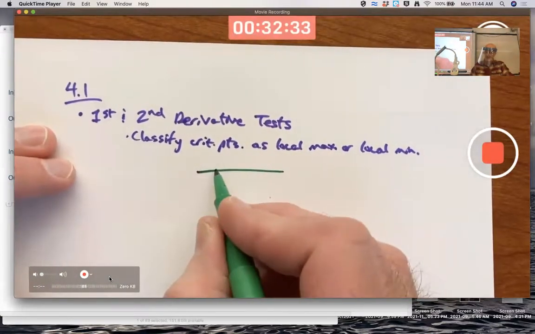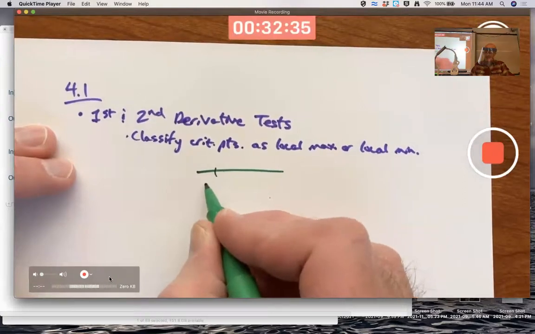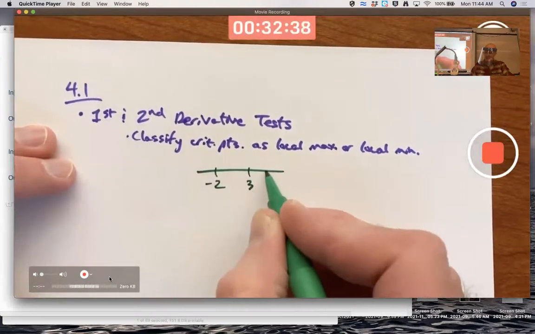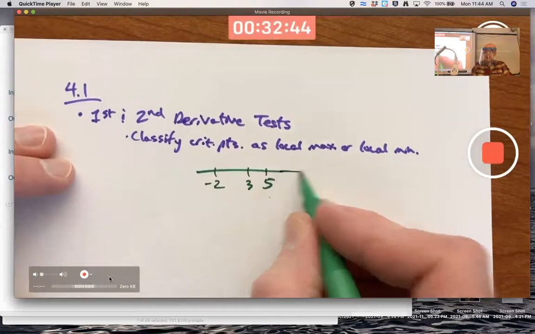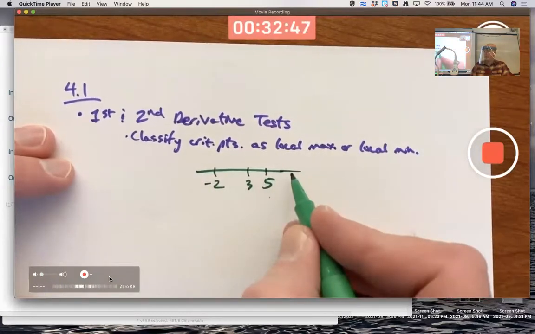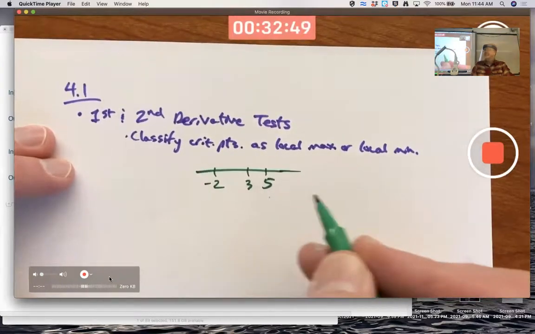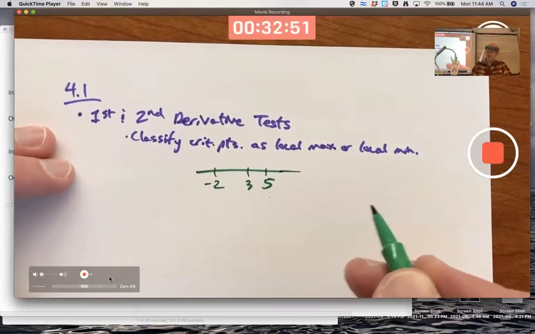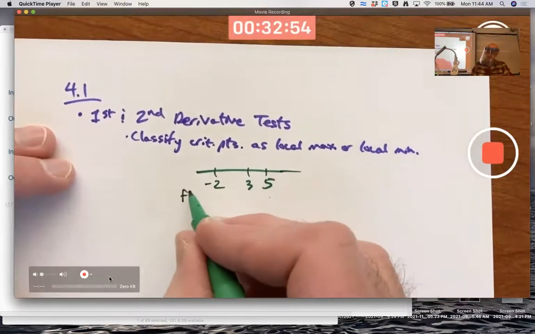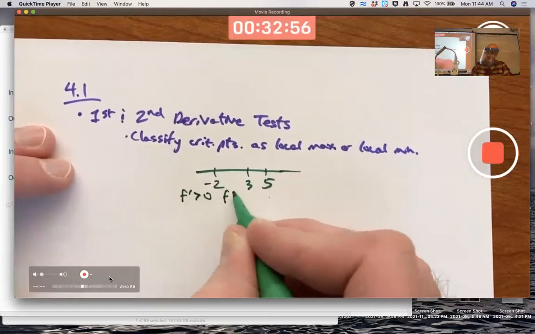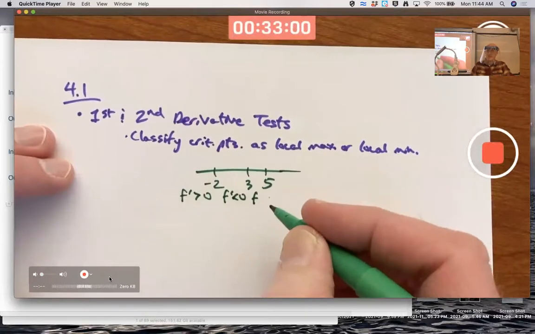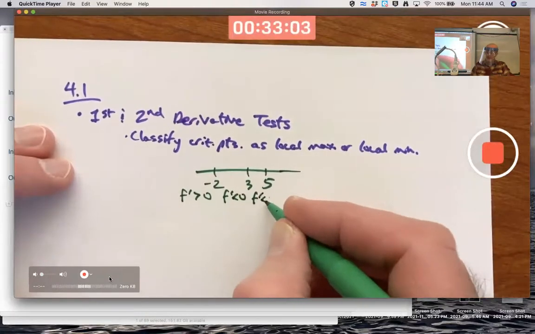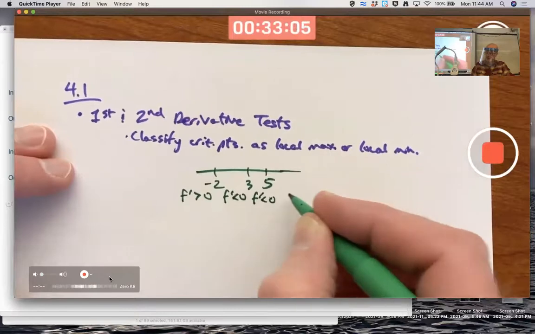Maybe the critical points are, just to make something up here, -2 and 3 and 5. Maybe you have 3 critical points. And if you had 3 critical points, that's going to break the number line up into 1, 2, 3, 4 intervals on which to test the sign, positive or negative, of the derivative. Maybe the derivative is positive here, negative here. Maybe it doesn't change sign as the variable increases through 3. Maybe it's still negative between 3 and 5, and then it changes to positive.